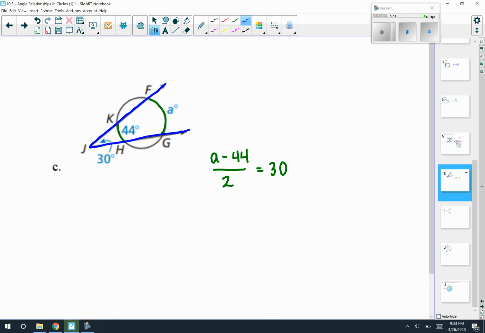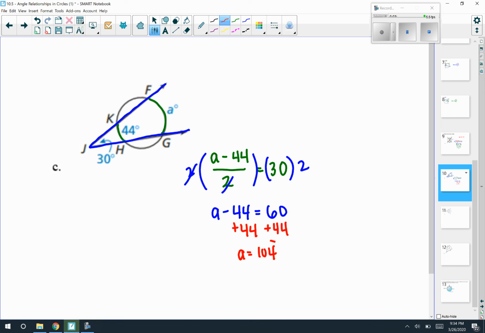So now we're going to solve this one. Again, I'm going to multiply by 2. So A minus 44 equals 60. Then I'm going to add 44. So 60 plus 44 is 104. So we know the measure of that arc is 104 degrees.